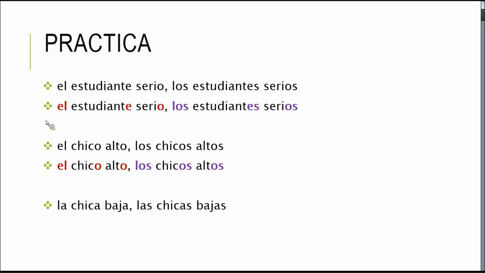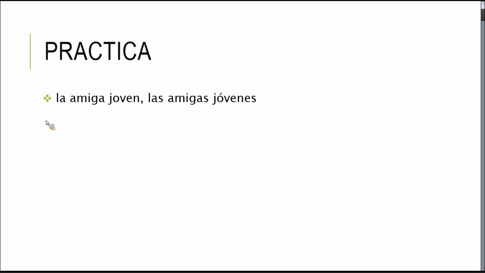La chica baja, las chicas bajas. Okay, the short girl, singular, and then in the plural form. Okay, so here's one that's a little different. La amiga joven. Now, notice that this ends in N, talking about a girl here, right? And then here again, the group of girls. So often if they end in like N or something, often you'll just use an ES at the end. And it's okay. You won't always change it to an A just because it's feminine.